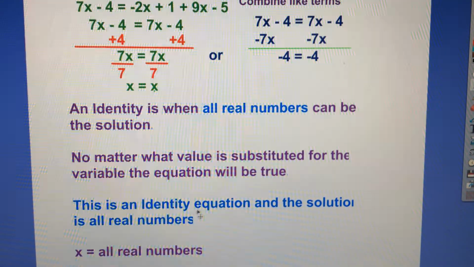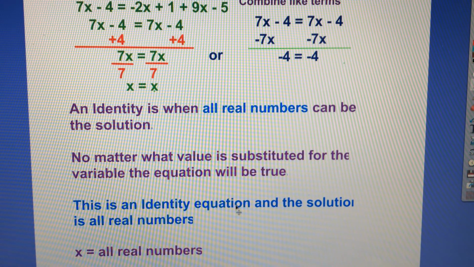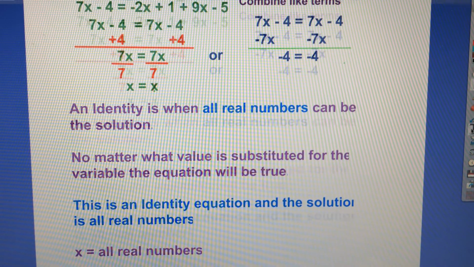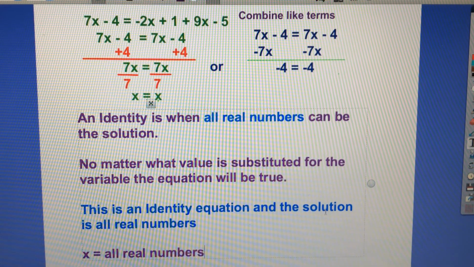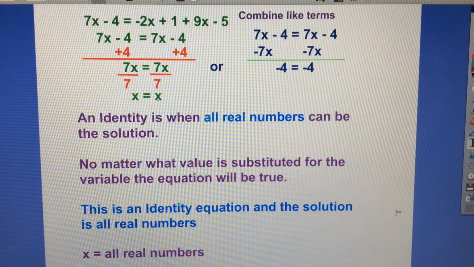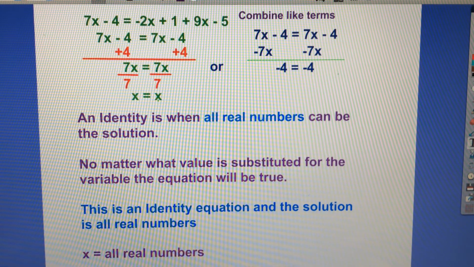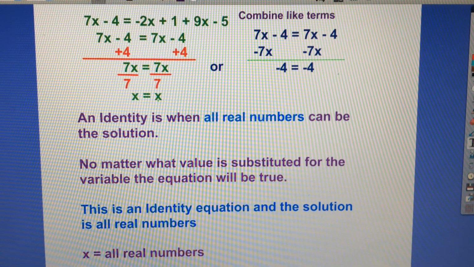This is called an identity equation, and the solution is all real numbers. These are the tricky ones. These are the ones when you're taking those standardized tests and you can't figure it out. It's because it's one of these exceptions. All real numbers. Please take your time with it.